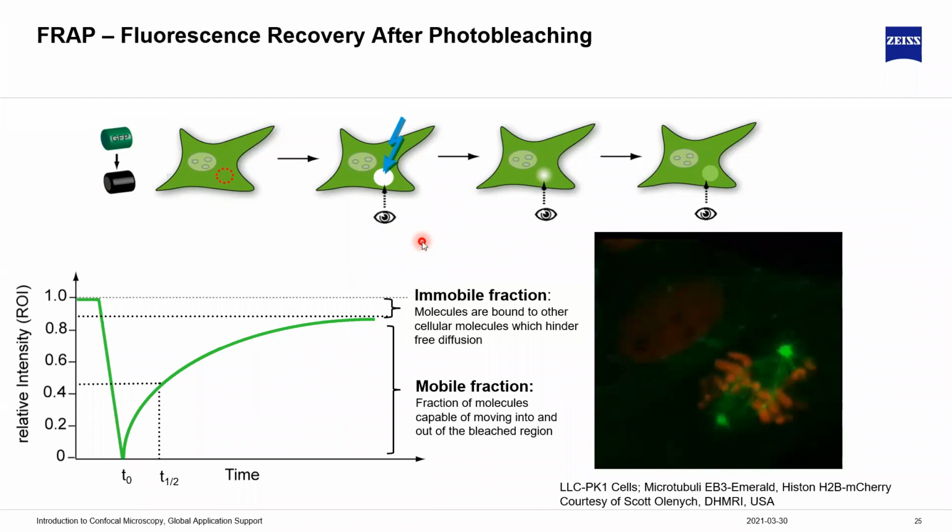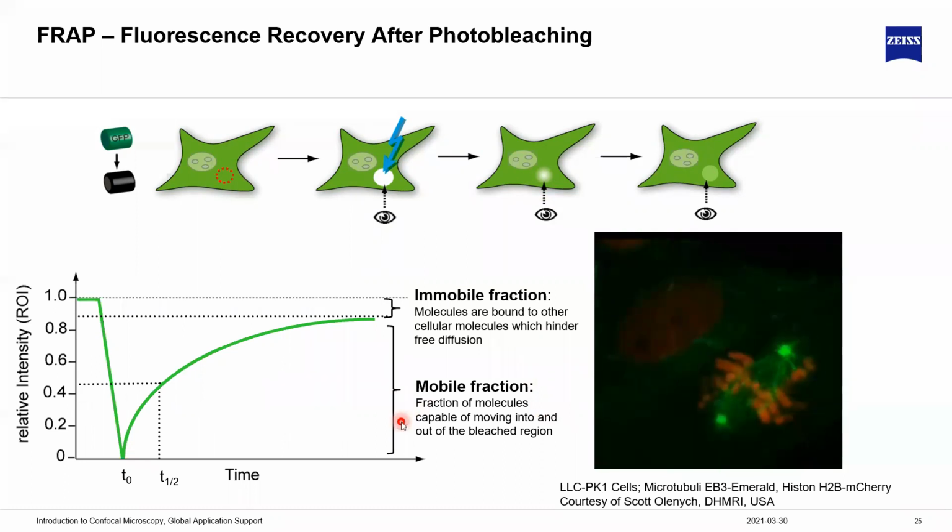And in FRAP, you basically park, because you have the scanners that are scanning your laser, you can park your laser in a certain position of the cell. You can apply the high laser power to bleach it, and then you will observe this point of your sample and observe how fast the fluorescence is recovering in this sample. So in this example here on the right, they were actually bleaching this spindle and then looking at the fluorescence recovery.